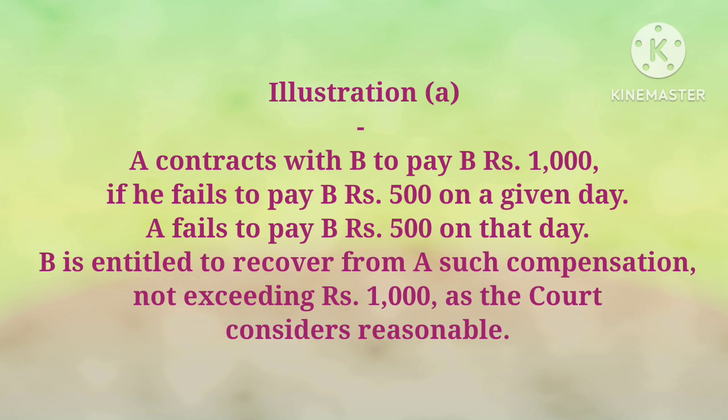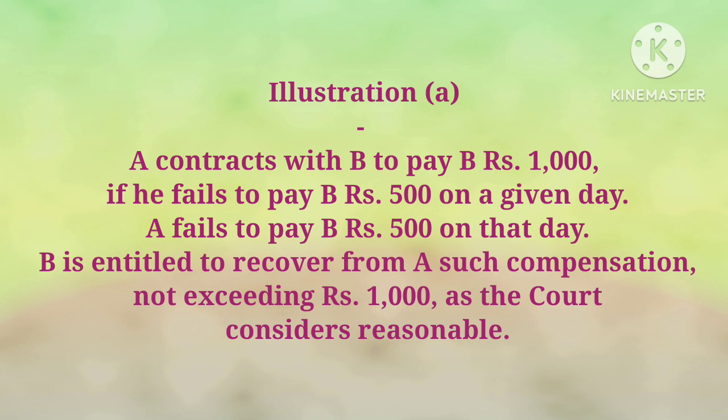So, as per this illustration, A and B enter into a contract whereby A agrees to pay B rupees 500 on a particular day. The parties further agree that if on that particular day A fails to pay to B rupees 500, then A will further pay rupees 1000 to B as compensation. Now, what happens is that A fails to pay B rupees 500 as decided under that contract on that particular day. Now, B is entitled to recover from A compensation, but that compensation will not be exceeding rupees 1000.